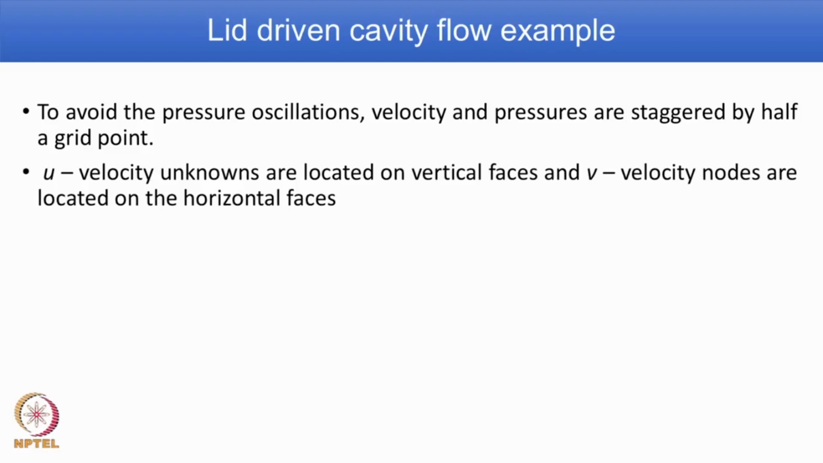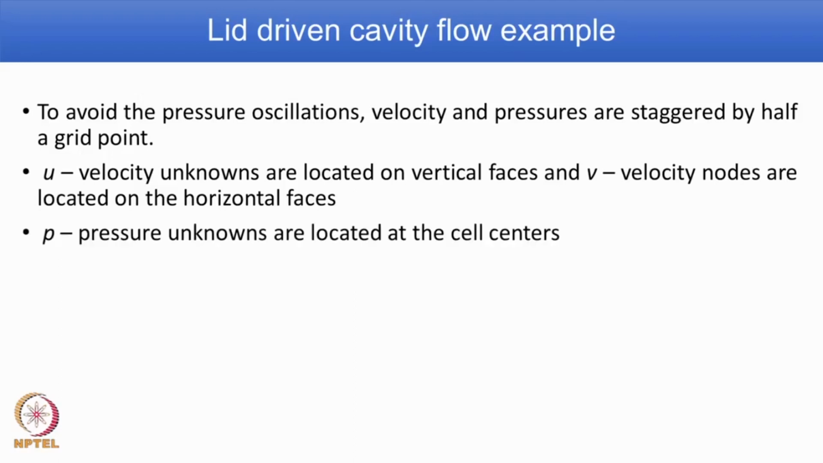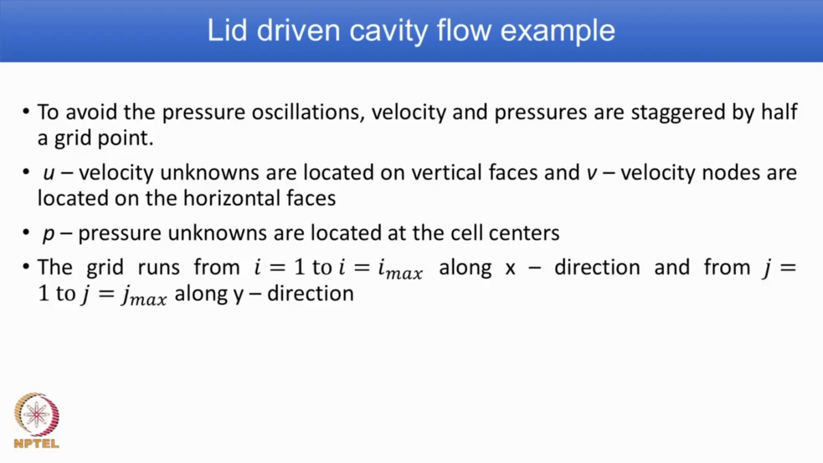the variables. In the staggered scheme, the u velocity unknowns are located on the vertical faces, and v velocity nodes are located on the horizontal faces, and pressure is stored at the center of the cell. The grid runs from i equal to 1 to i equal to imax. You specify how many grids you require in the x direction and how many grids you design in the y direction. This is a simple problem, hence we use a structured grid.